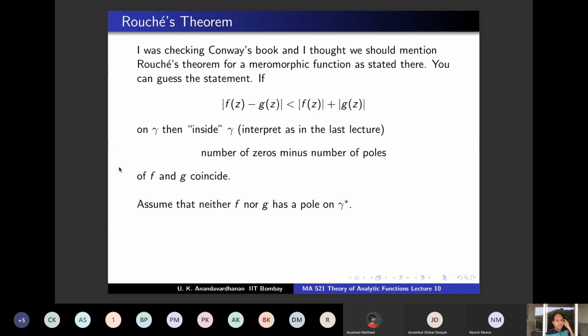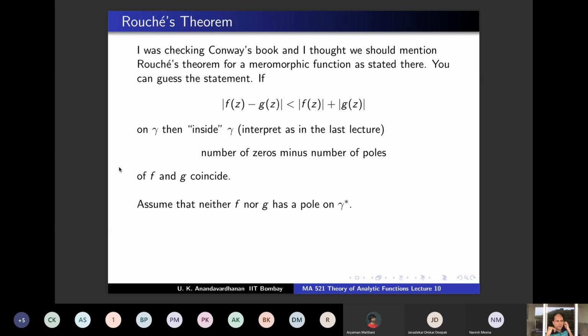I think last time we had this discussion. When we were stating the weaker version of Rouché's theorem, I said to assume that F does not vanish on gamma star. Then on WhatsApp, Aryaman asked why you need to assume this. Doesn't it follow from the strict inequality? I agreed with him, and I agree with him even now. But I also see that all the places state it like this. Even Conway states that you assume neither F nor G has a pole or a zero. That's part of the statement.